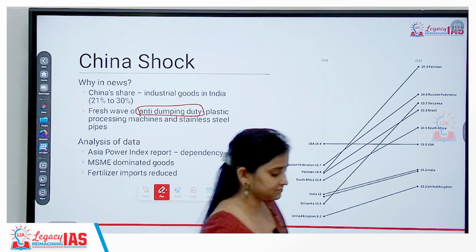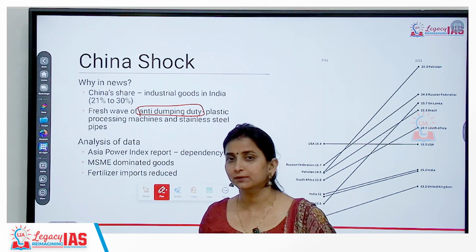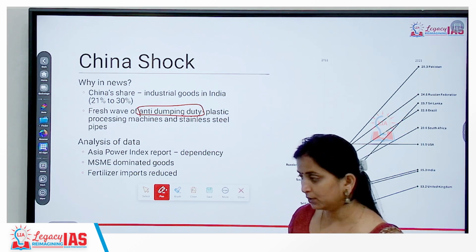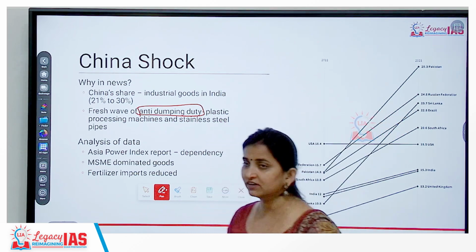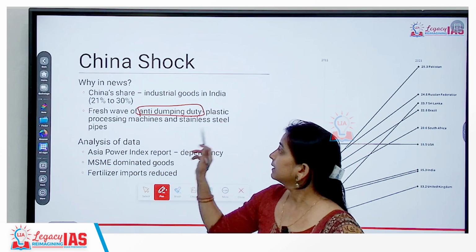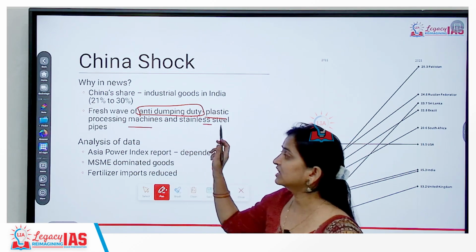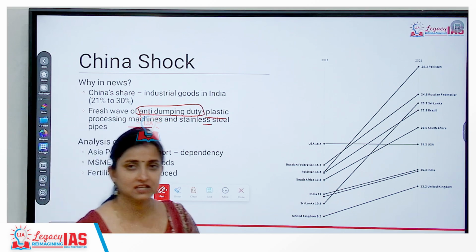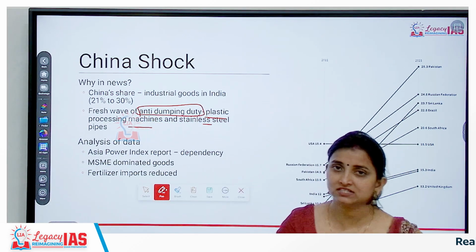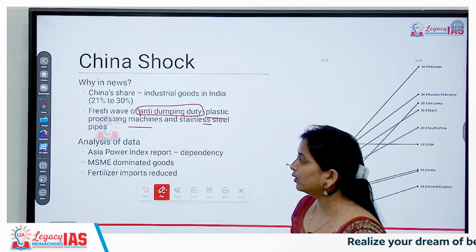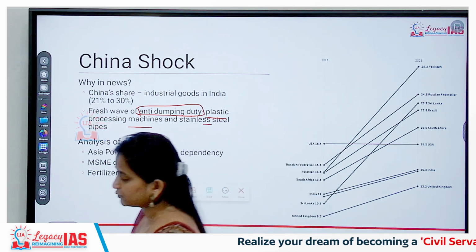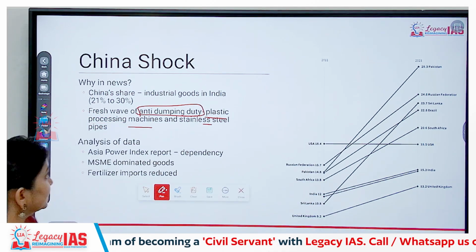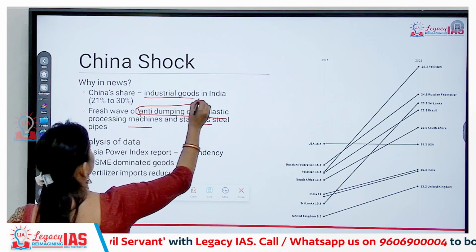As we discussed, first of all, there is a fresh wave of anti-dumping duty imposed by India as well as the European economy against China on which kind of products? Majorly plastic processing machines and stainless steel pipes. ठीक है? On these two goods, there is an anti-dumping duty. But there is one more reason to this. There is a report which says कि China's presence in India's manufacturing sector, industrial goods sector, ठीक है?